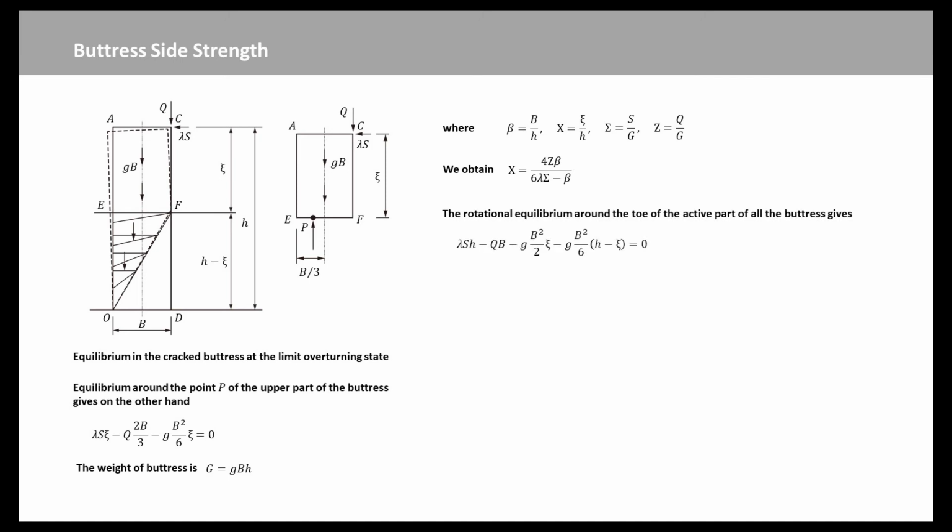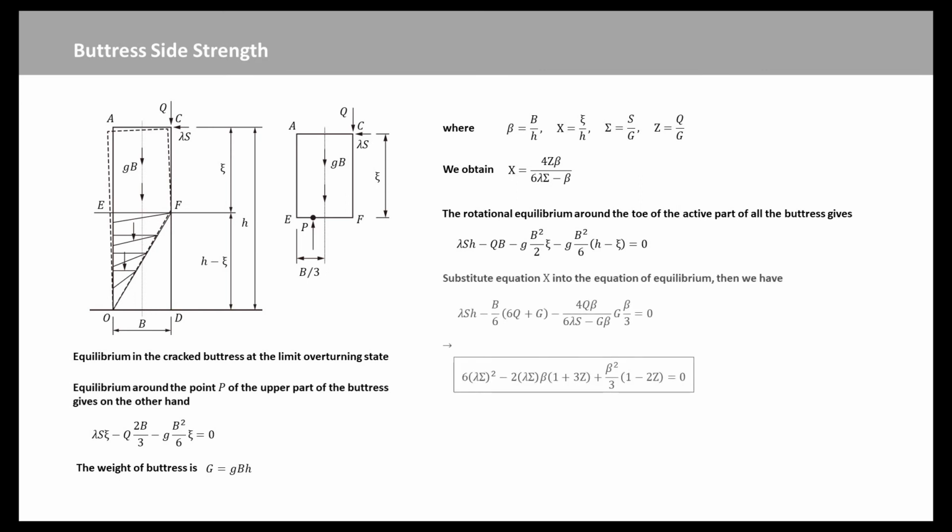The rotational equilibrium around the toe of the active part of all the buttress gives this equation. The collapse multiplier is then obtained by substituting the Chi equation into this equation of equilibrium. Then we get this expression, from which we obtain the algebraic equation of second degree in lambda s. The new equation is shown here. The solution lambda times capital sigma of the equation takes this form.